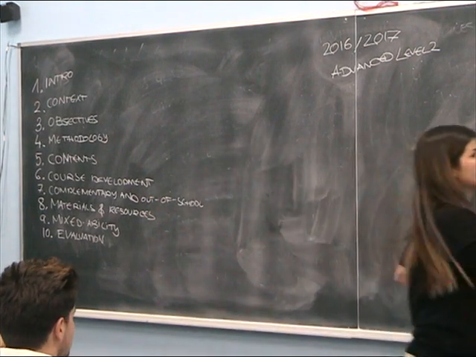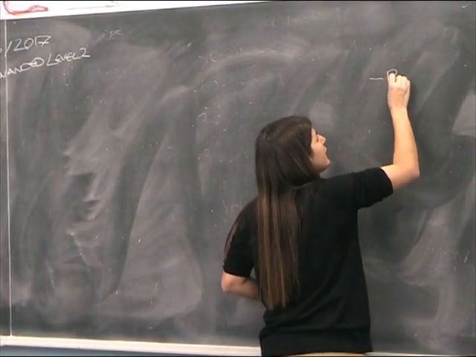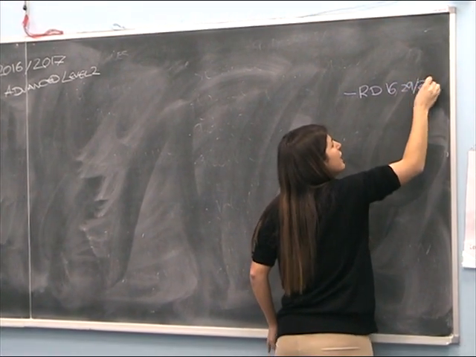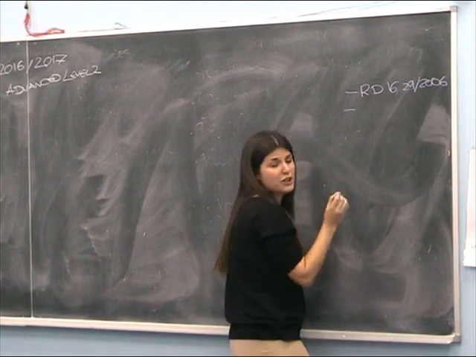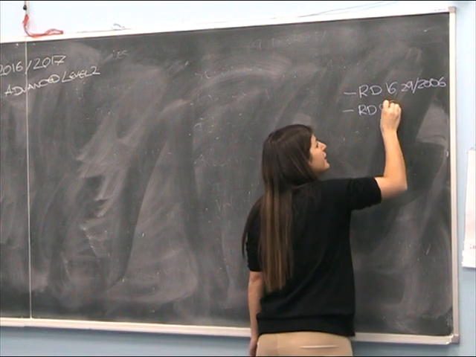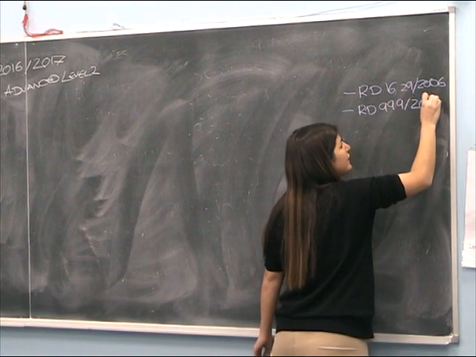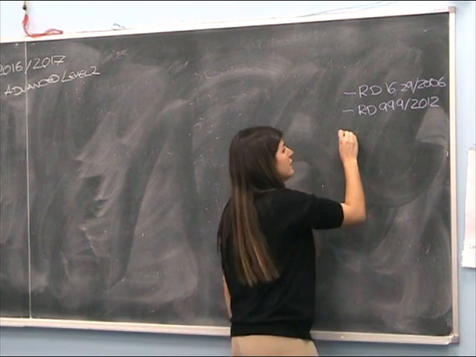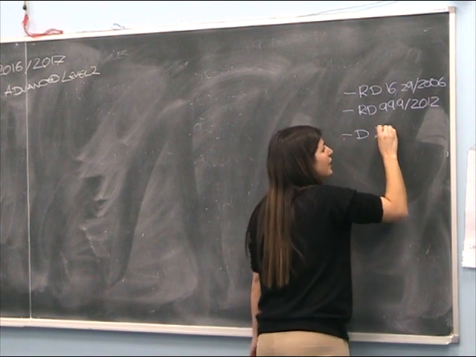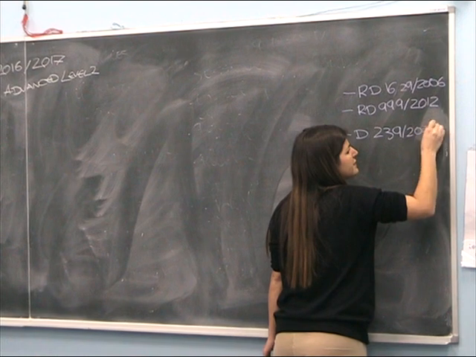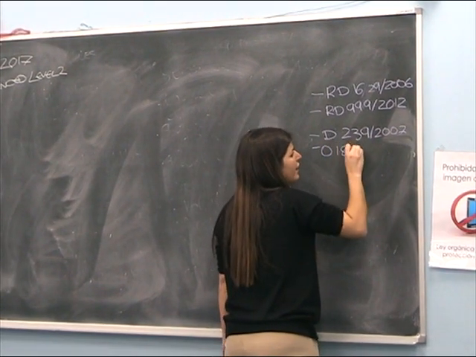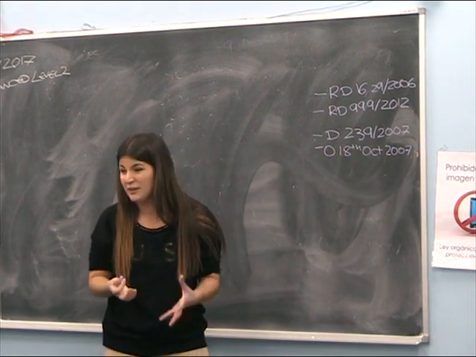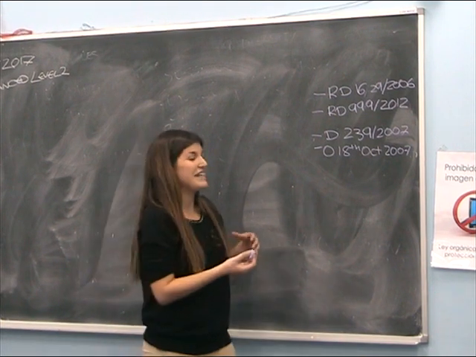Of course, my course planning is supported by the Royal Decree 1629/2006 and by the modifications included in Royal Decree 999/2012, which regulates the official curriculum at official language schools in Spain, and also the Decree 239/2007 on the Order 18th October 2007, which, as you know, regulates the official curriculum of official language schools in Andalusia.